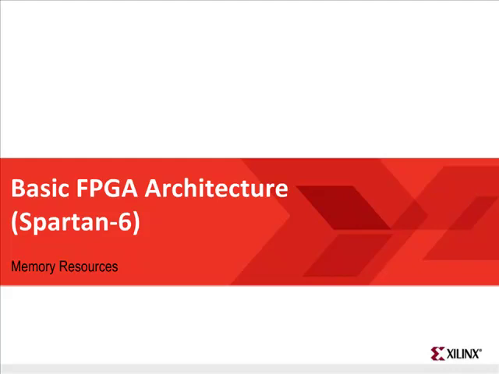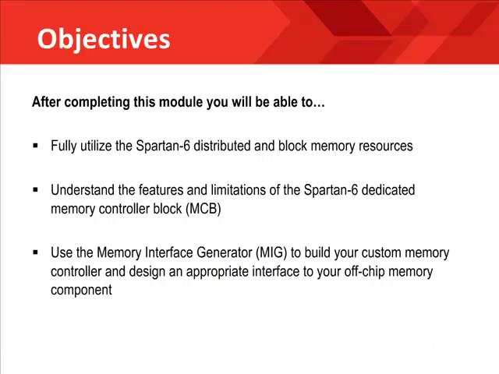This module introduces the memory resources available in Spartan-6 FPGAs. Please note that there is also a slice and I/O resources and a clocking resources recording available as well. After completing this module, you will be able to fully utilize the Spartan-6 distributed and block memory resources. You'll also be able to understand the features and limitations of the Spartan-6 dedicated memory controller block, or MCB.